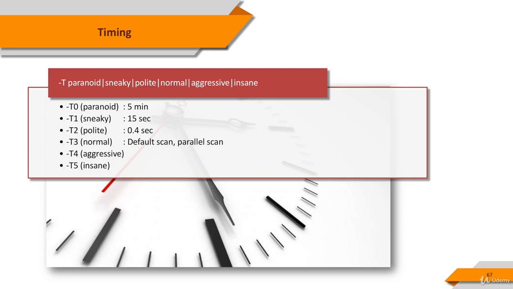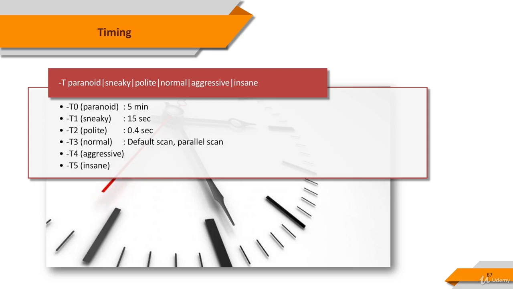You can specify them with the uppercase T option, and their number, 0 through 5, or their name. The template names are Paranoid, 0, Sneaky, 1, Polite, 2, Normal, 3, Aggressive, 4, and Insane, 5. The first 2 are for IDS evasion. Polite mode slows down the scan to use less bandwidth and target machine resources.